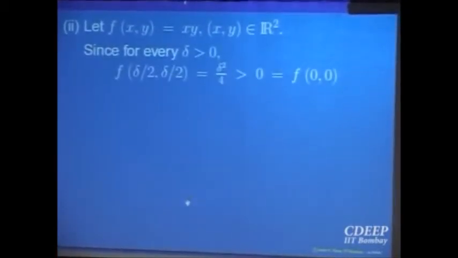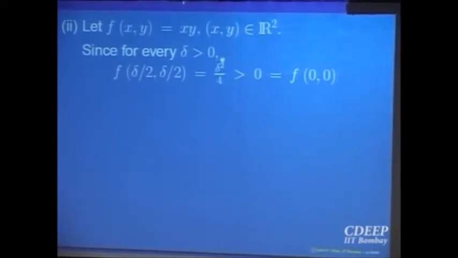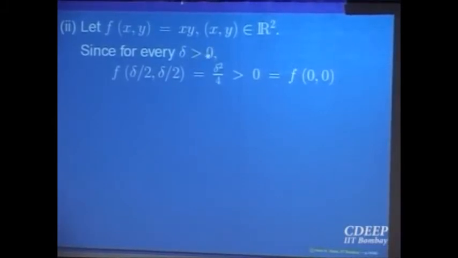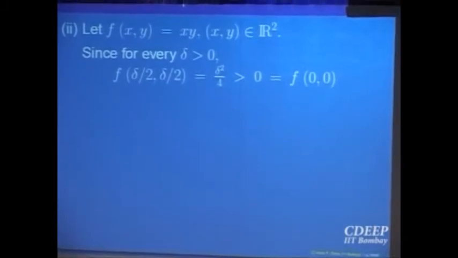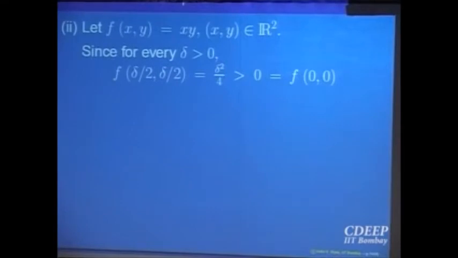So look at the function f of x, y at all points in R2. I can take a small neighborhood, taking any delta bigger than 0. Move along the line x is equal to y. Then what is the function? f of x is equal to x square, so it will always take positive values. And that line passes through the point 0, 0. You can come as close to 0 as you want. So for points as close to 0, 0, there are points in the domain where the function takes positive values.